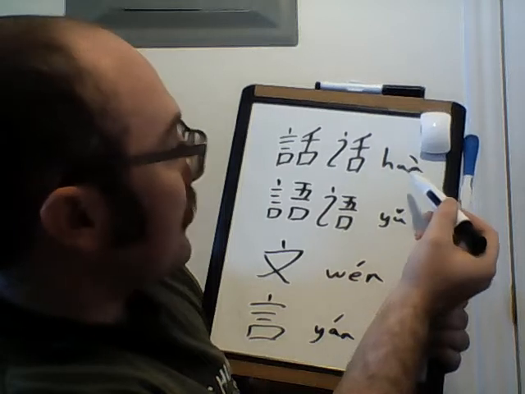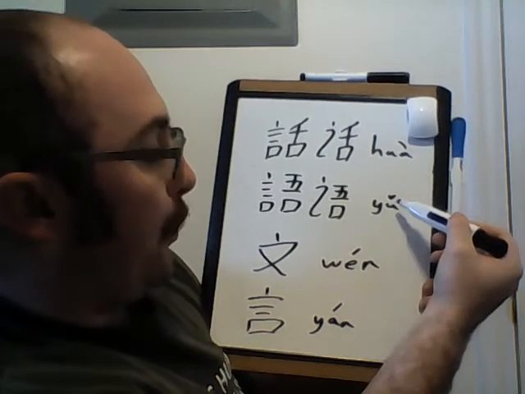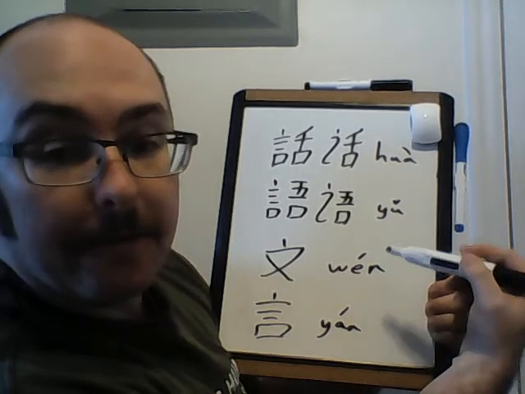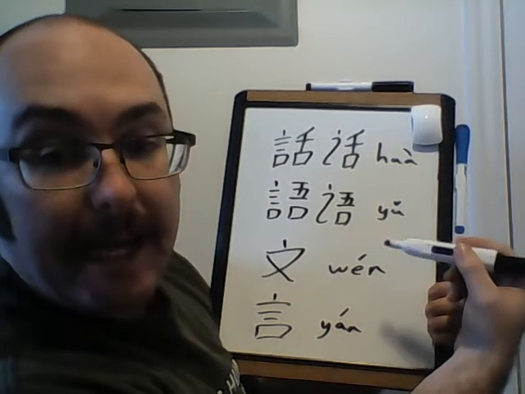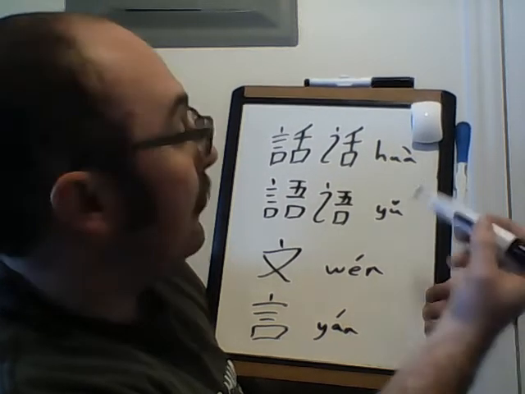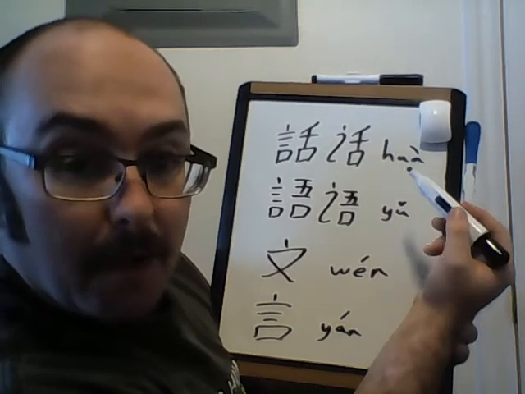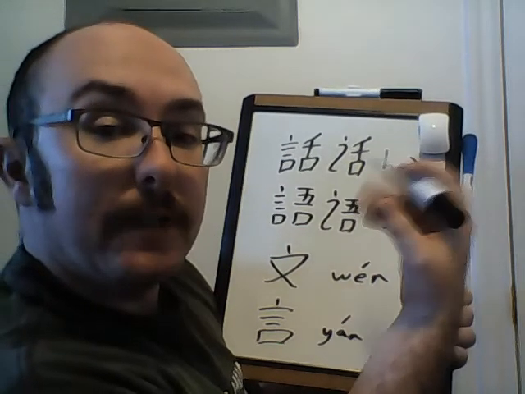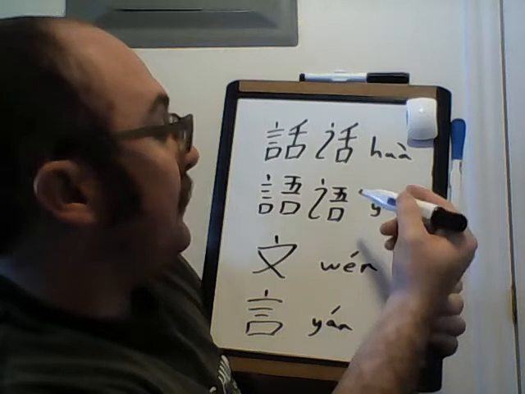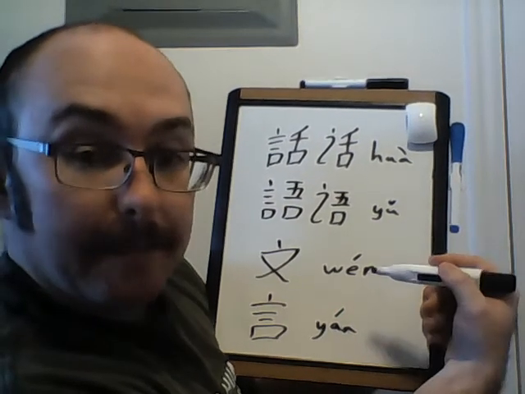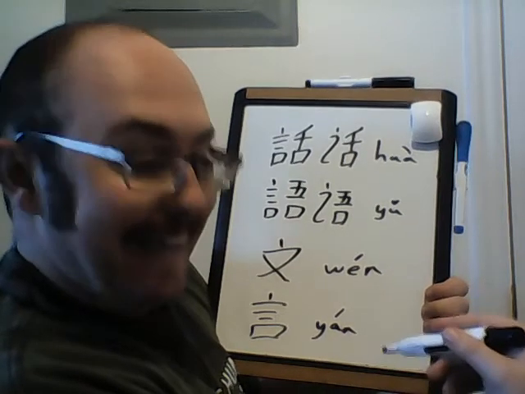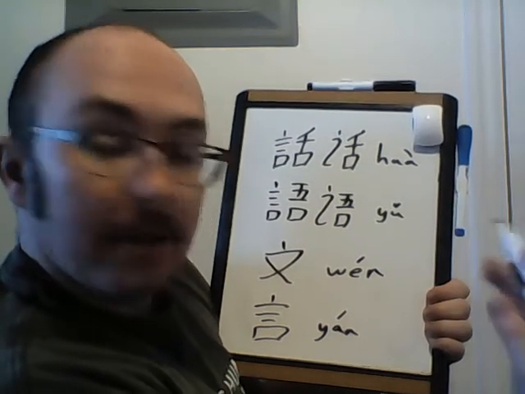Anyway, so 画, yu, wen, or if you're in Manchuria, van, and yen. So 画 means words or language. Yu means language again. Wen means literature, culture, or language. And yen means words or sayings.